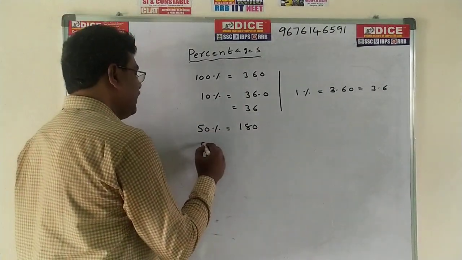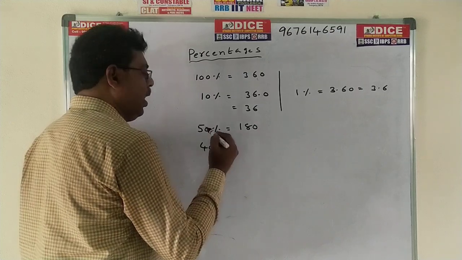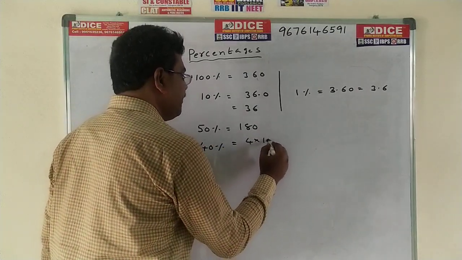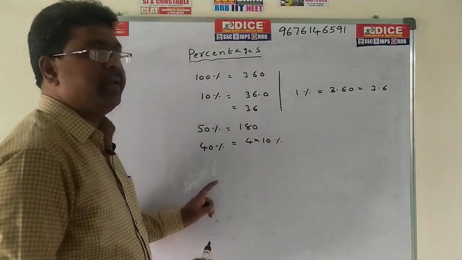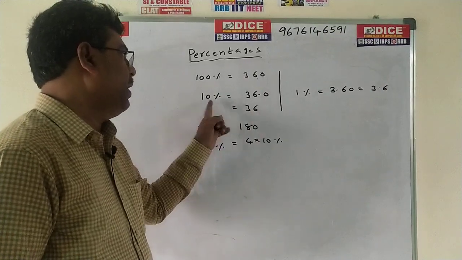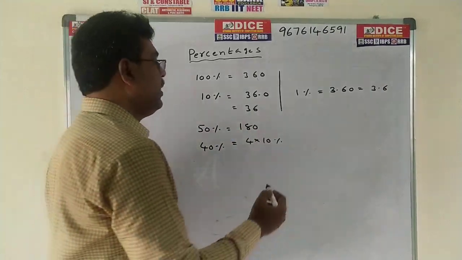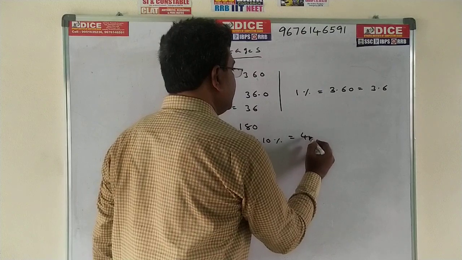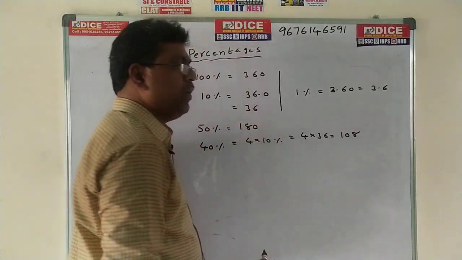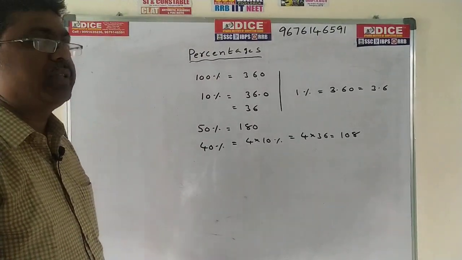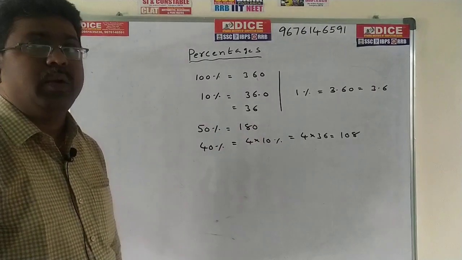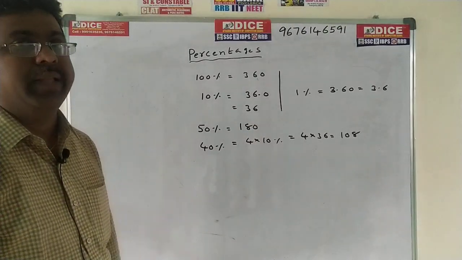Suppose we want the 40% value. How to find 40%? We can write this as 4 into 10%. Already you know the 10% value is 36. So it becomes 4 into 36, and the value is 108. So 40% is equal to 4 into 10%, that is 4 into 36, nothing but 108, the required value.